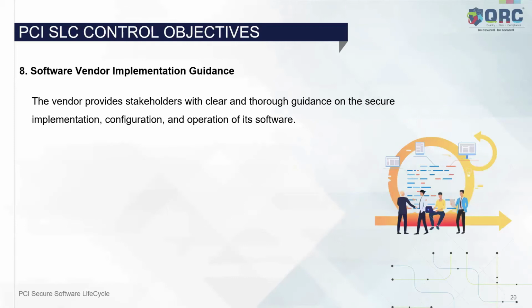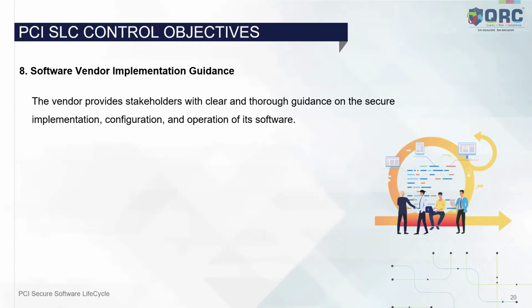Now 8, software vendor implementation guide. As per this control objective, and a similar requirement was there in PA-DSS also, it's common. The vendors should prepare an implementation guide, that is, they should develop a secure software implementation guide which should include guidance. First, guidance on proper configuration of the security related options or parameters in the vendor software.